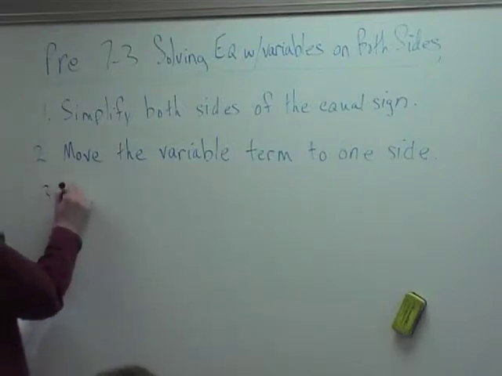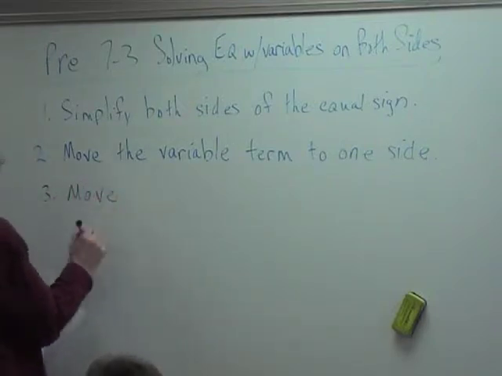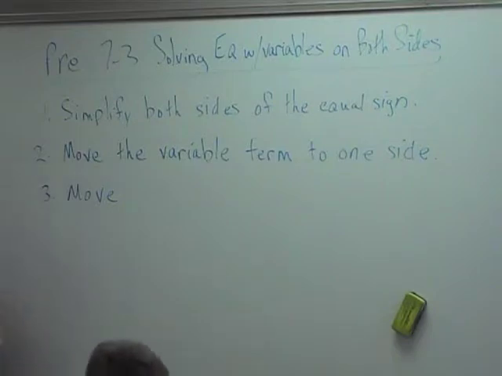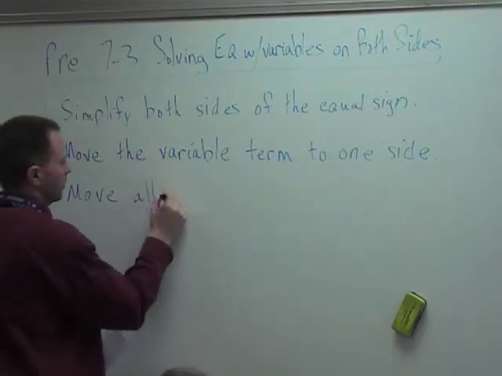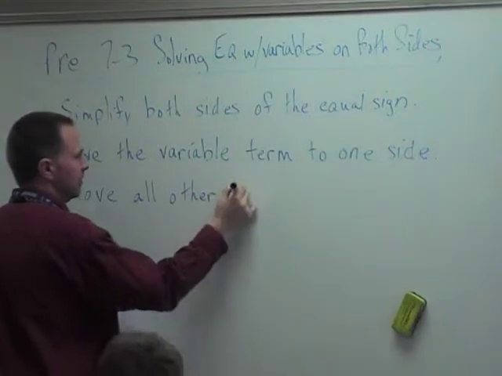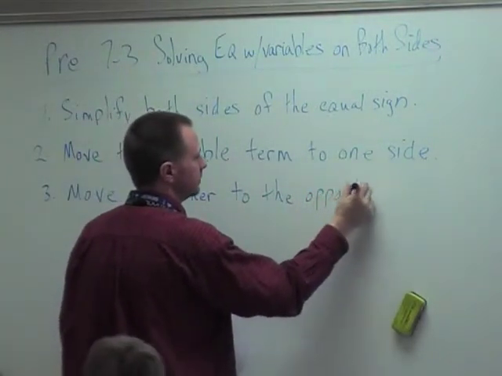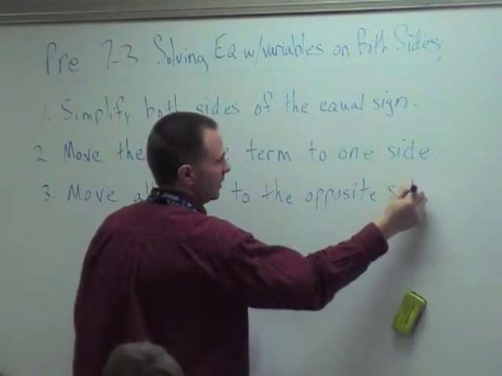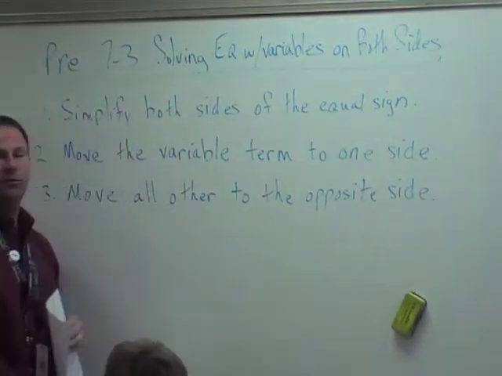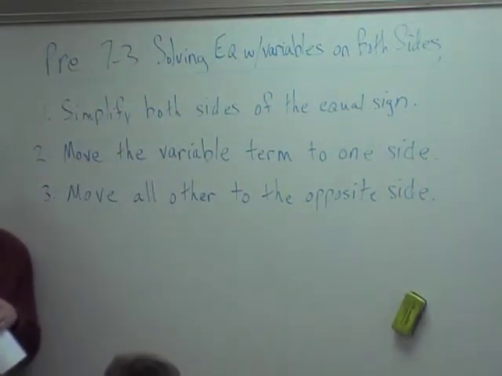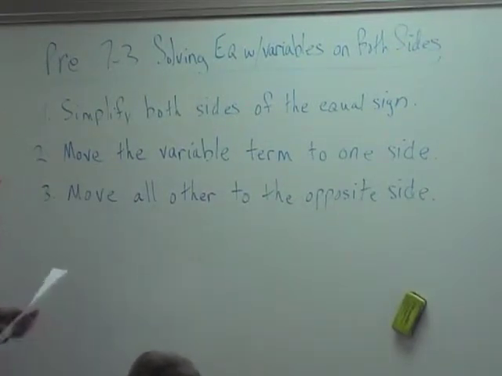And then three, once you've simplified, once you've moved your variables to one side, move all other terms to the opposite side. And again, we're moving terms here after we've simplified. And how do we move terms? By adding and subtracting them. Do not multiply and divide. That doesn't move them. That changes their form, okay? All right, so those are the rules.